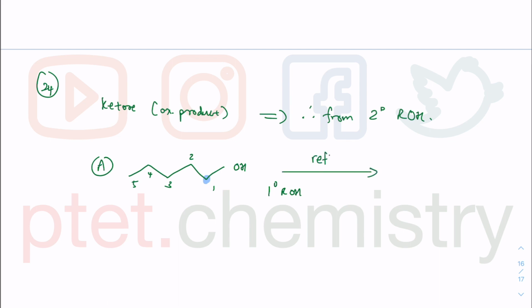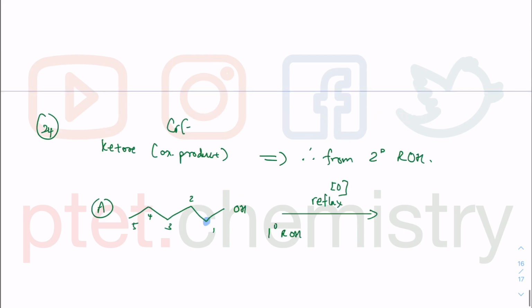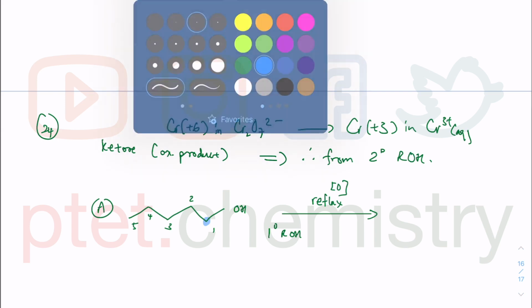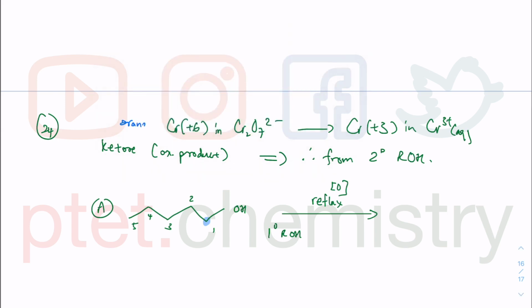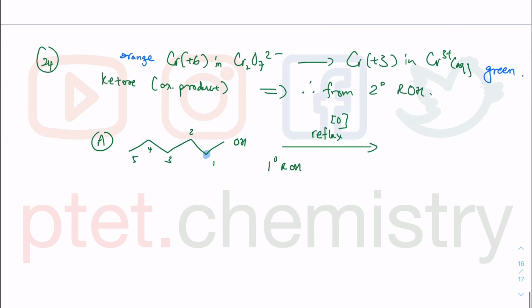But this question says reflux, and when you reflux it with acidified dichromate(VI), which is orange, the chromium +6 in Cr2O7 2- will go to chromium +3 in Cr3+ aqueous. The color change is something that they like to ask you, not just in the theory paper, but also in paper 5 or some other alternative to practical kind of paper.